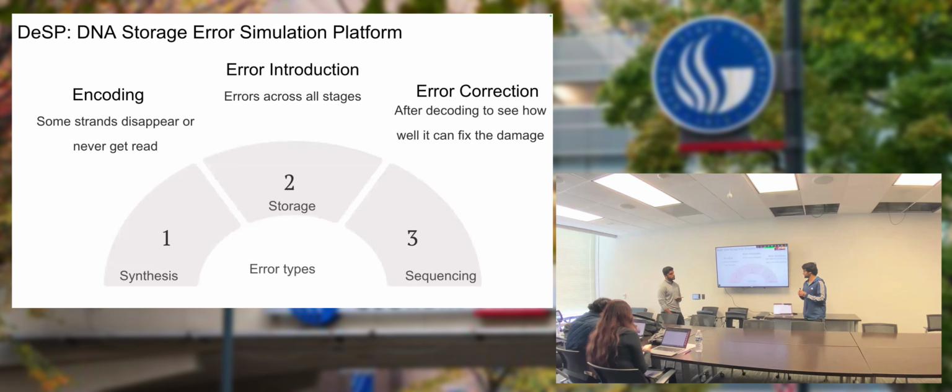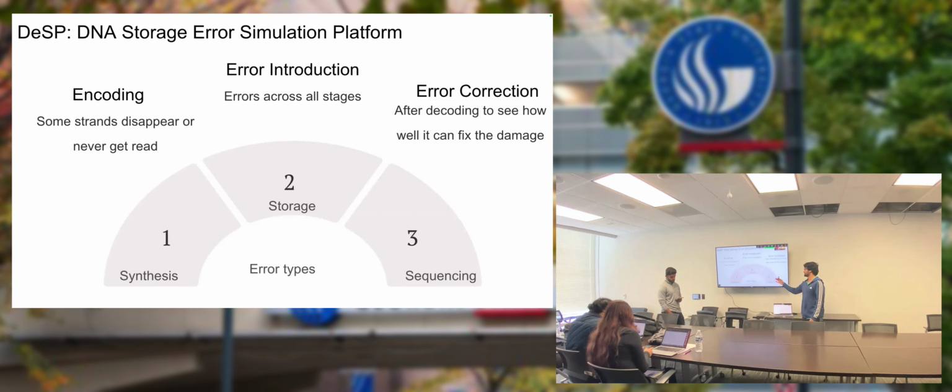So here are some of the error types. During synthesis, when you're building the DNA strands, there can be errors like I said in the beginning. Some strands just never get read or they just disappear. And then during storage, when you're storing it into the DNA, there are errors that can be introduced there as well, and just having it over a long period of time, eventually it's going to degrade a little bit. So there are some errors that get introduced there, and then with sequencing, once you're reading it, there could be errors as well.